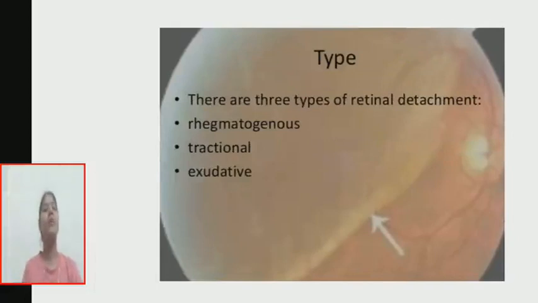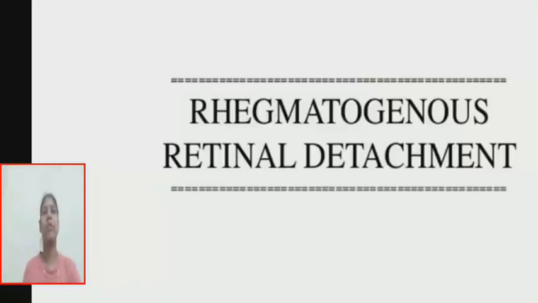Now, types of retinal detachment. There are 3 types of retinal detachment. Number 1 is rhegmatogenous, then tractional, or exudative. Now we discuss one by one. First of all, rhegmatogenous retinal detachment.